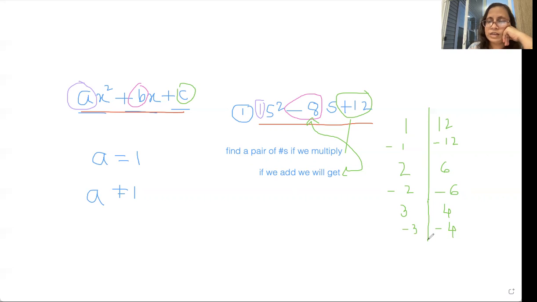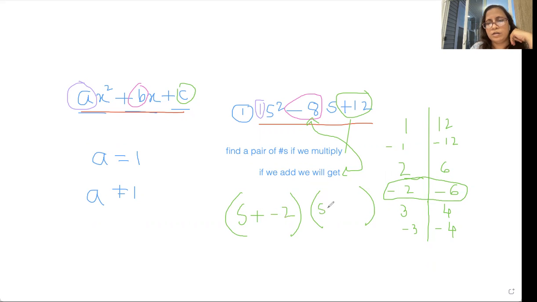Okay, so these are the combinations of numbers. But we need to find a single pair where if you multiply them, you get 12, and if we add, we get negative 8. We can see only negative 2 and negative 6 are those magic numbers. So we got our factors: x plus negative 2 and x plus negative 6. If we simplify plus and minus, it becomes x minus 2 and x minus 6. Make sense? Now, we'll do a couple more methods.